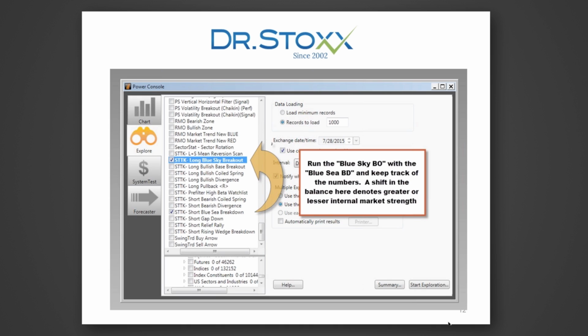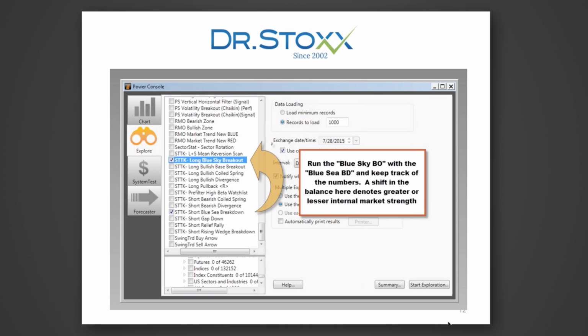Now the blue sky breakout, as the name implies, is a trading system that looks for stocks making new near-term highs. We're not looking at something like a 52-week high. We're looking at something more like a 2 to 3 month high, with accompanying strong volume and indicator breakout as well. So you've got confirmation of the breakout coming from two separate sources.